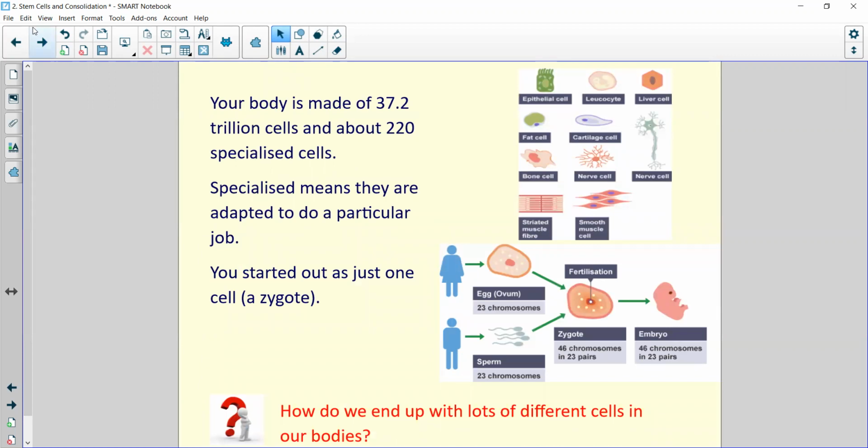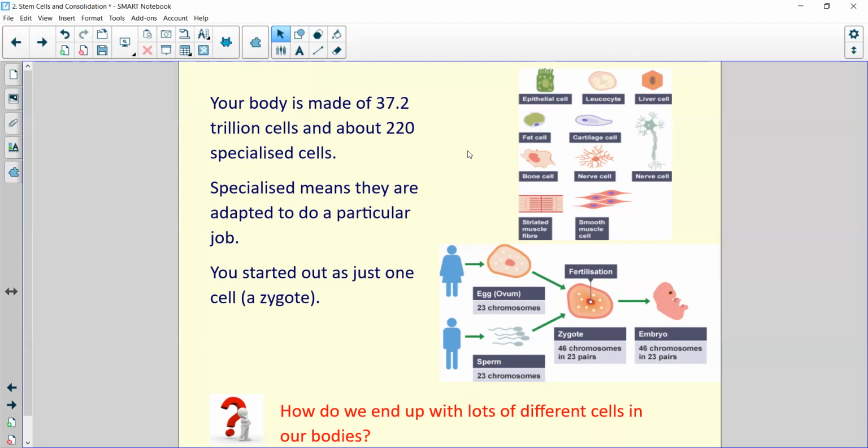So your body is made up of around 37.2 trillion cells and about 220 different types of specialized cells. And specialized means that they're adapted to do a particular job. So if we have a look at this picture up here, we can see lots of different cell types there. So we've got things like epithelial cells, which are skin cells, types of white blood cells, liver cell, fat cell, cartilage, bone, different types of nerve cell, different types of muscle cell.